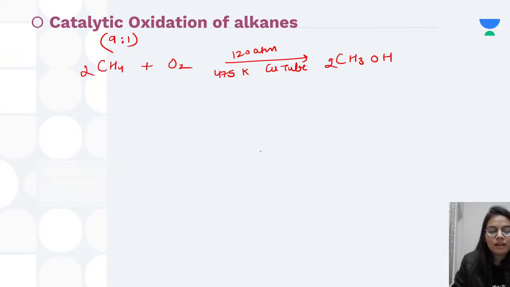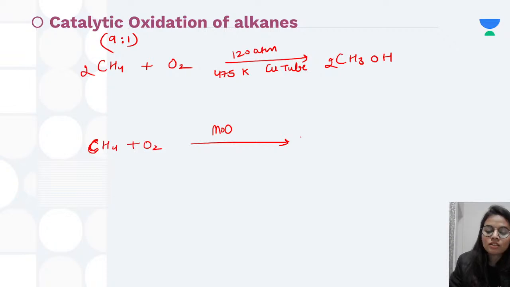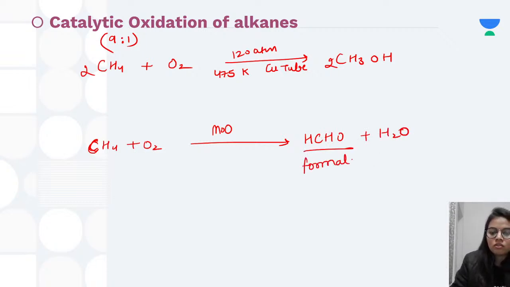Now, same thing, but I change the conditions. For example, if I pass the mixture of methane and oxygen through heated molybdenum oxide, what will I get? It will be oxidized to formaldehyde, HCHO plus H2O. So here I am getting formaldehyde, and there I got methanol.